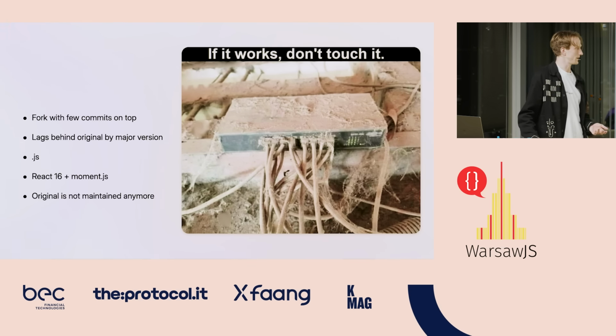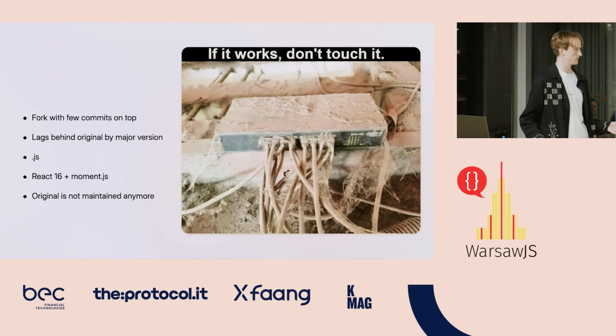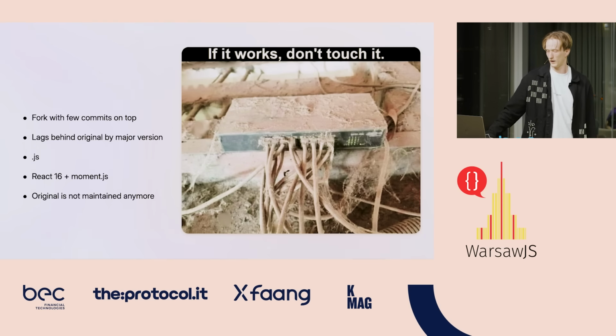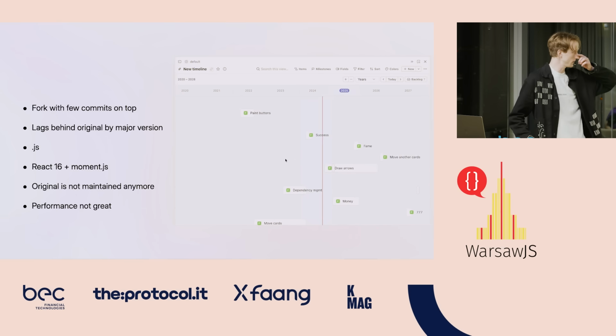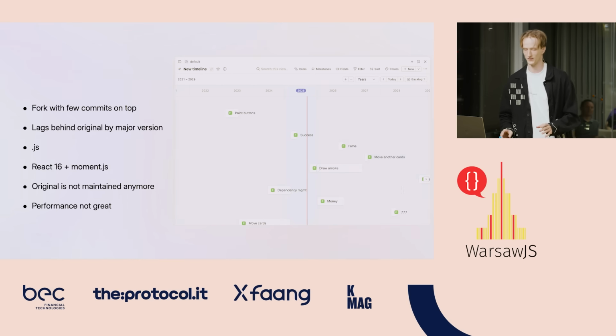To give you, again, some context, our rendering library was built around an open source solution. This fork was already five years old. It lagged behind the original by a few versions. It was written in pure vanilla JavaScript and used old React syntax. And, cherry on top, the original is not maintained anymore. The performance was kind of bad. You can see those delays. Yeah, it kind of worked, and we always had more important stuff to do. So everyone pretended that it's okay.